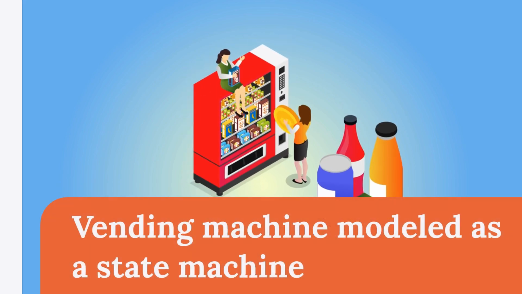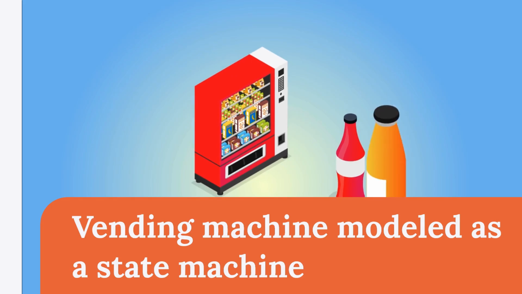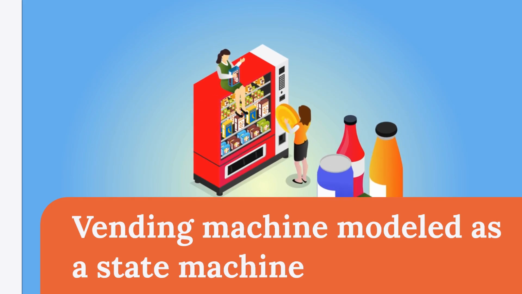A vending machine can be modeled as a state machine. States include idle, credit, dispense, and change or reset. Inputs like coin insertion trigger state transitions. Outputs include dispensing the product or returning change. This example shows clear money-based transitions and actions.